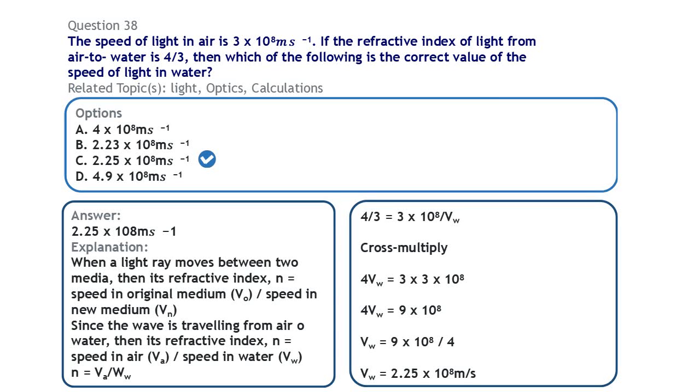Alright, then we divide both sides by 4. Now when I'm dividing both sides by 4, I'll only divide this 9 here by 4. I'll leave this 10 raised to the power 8 as it is. So I'll say 9 divided by 4, that is 2.25 times what I already have here, this 10 raised to the power 8. So I have 2.25 times 10 raised to the power 8.